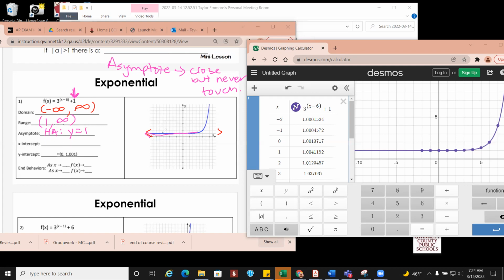Our x-intercepts, well, it never crosses the x-axis. So we're just going to put none. And please don't put 0 on that. I had a couple people on the last quiz put 0.